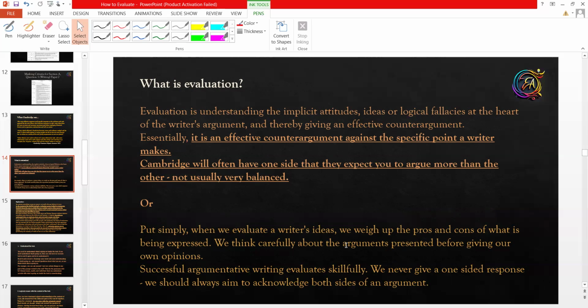Essentially, it is an effective counter argument against the specific point a writer makes. Cambridge will often have one side that they expect you to argue more than the other, not usually very balanced. What does it mean here? The idea is there in the text. All you have to do is extract the idea, and if you agree with it, just say yes, you agree, and elaborate. But if you do not agree with the idea, that is the main thing you are supposed to do.